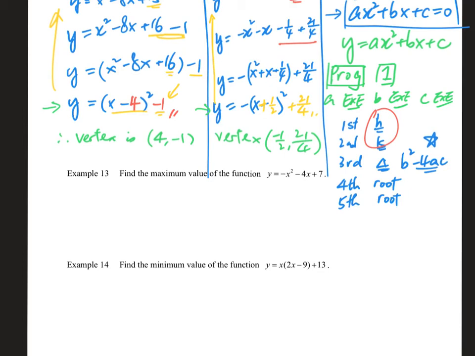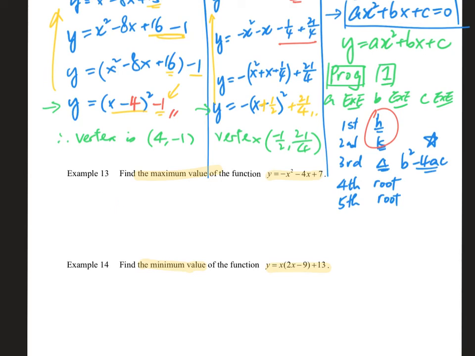The keywords will be, you see the question is about finding maximum value, minimum value. So once you see these words, especially when you're talking about quadratics, then make sure that it should be about the method of completing square. So as a result, we take a look at example 13 while I leave example 14 as your work.